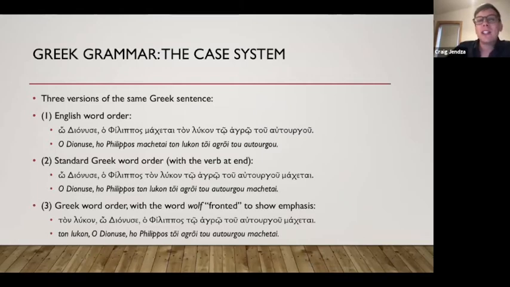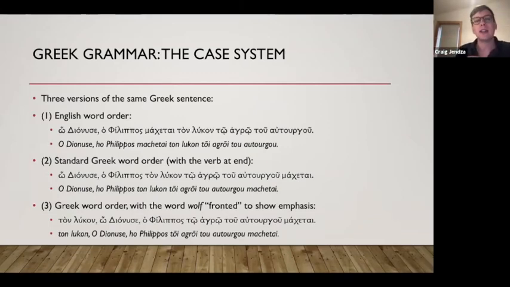So quite literally, I could rearrange all of the words, put them in any order, and it would mean the same thing. The only thing that would change is that you could emphasize certain things by putting them at the front. So if I wanted to really focus on the fact that it's a wolf that Philip is fighting in the field, then I might want to take that word wolf and kind of pop it up to the front of the sentence.